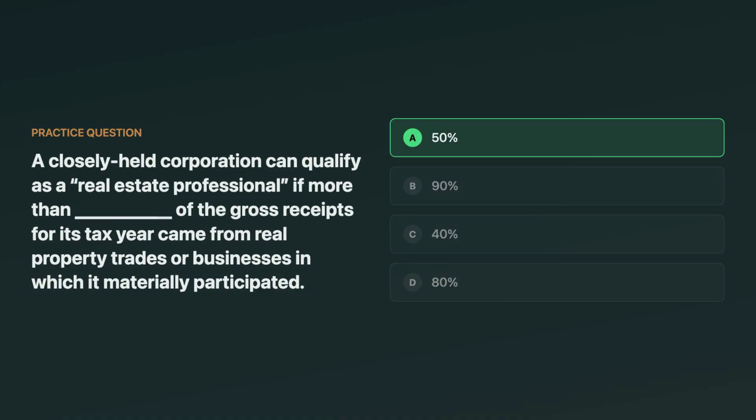The correct answer is more than 50%. That's the threshold for this closely held corporation rule. Over half of gross receipts must come from real property trades or businesses where it materially participated. A tempting wrong answer is 80 or 90% because it sounds stricter, but the tested number is 50%.